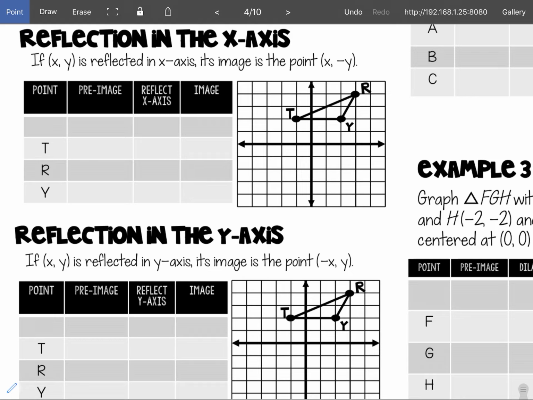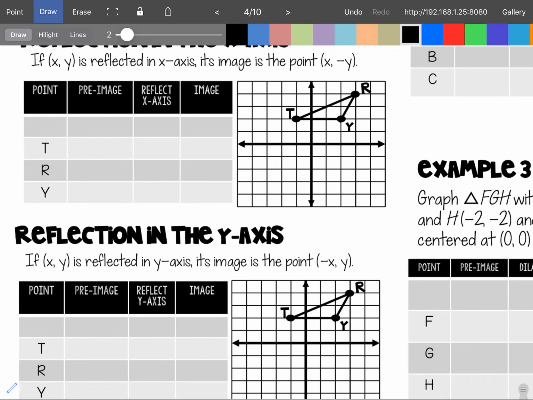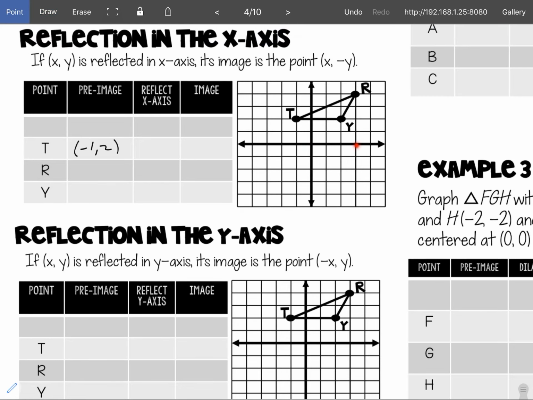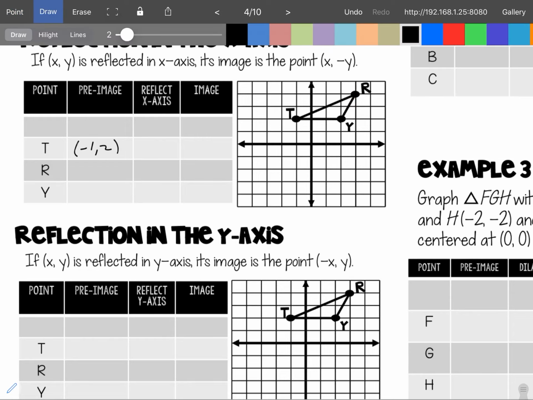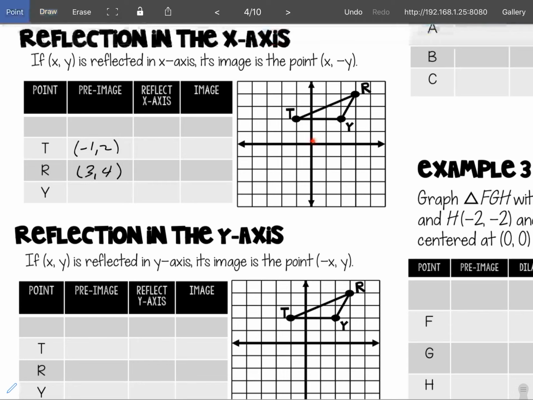So the pre-image, we need the coordinates of the points. So the point T is 1 left and 2 up. So that is at -1, comma 2. And then the point R, that is at 3 right and 4 up. So that's the point 3, comma 4. And then the point Y, that is at the point 2 right, 2 up. So that's 2, comma 2.